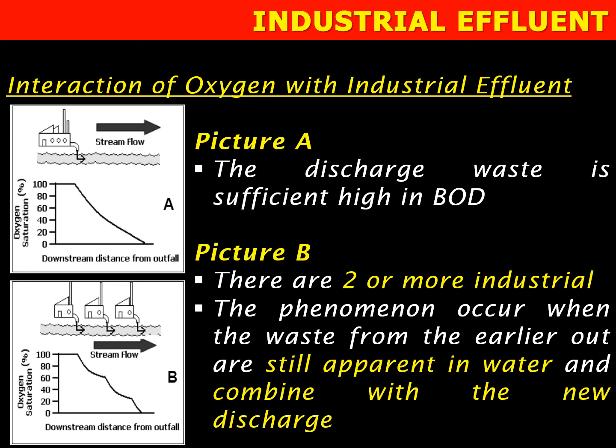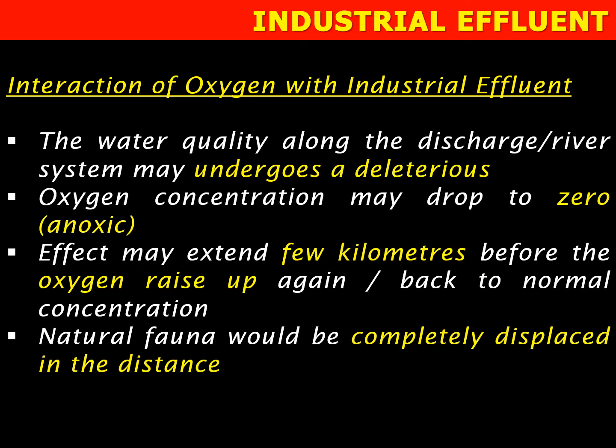Picture A shows the discharged waste is sufficiently high in BOD, so the oxygen level will drop to 0. Meanwhile in picture B, if there are 2 or more industrial activities in the river system, the phenomenon occurs when the waste from the earlier route is still apparent in the water and combines with the new discharge. The water quality along the discharge, or river system, may undergo a deleterious effect. The oxygen concentration may drop to 0, an anoxic condition. The effect may extend a few kilometers before the oxygen rises again, or goes back to normal concentration. Natural fauna would be completely displaced in the distance.